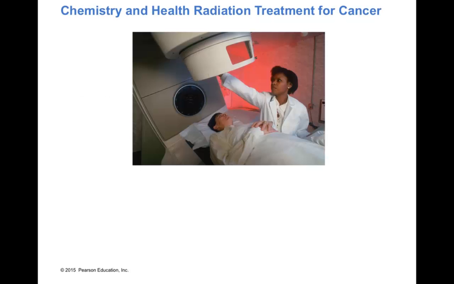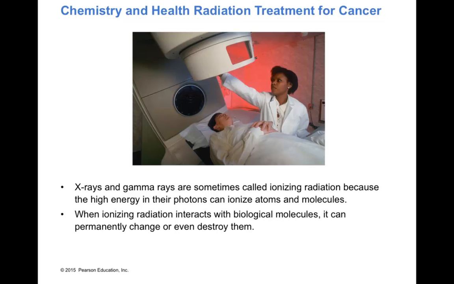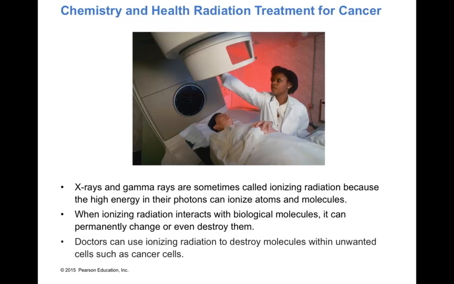So let's continue. Chemistry and health: radiation treatment for cancer. X-rays and gamma rays are sometimes called ionizing radiation because the high energy in their photons can ionize atoms and molecules. When ionizing radiation interacts with biological molecules, it can permanently change or even destroy them. Doctors can use ionizing radiation to destroy molecules within unwanted cells, such as cancer cells.